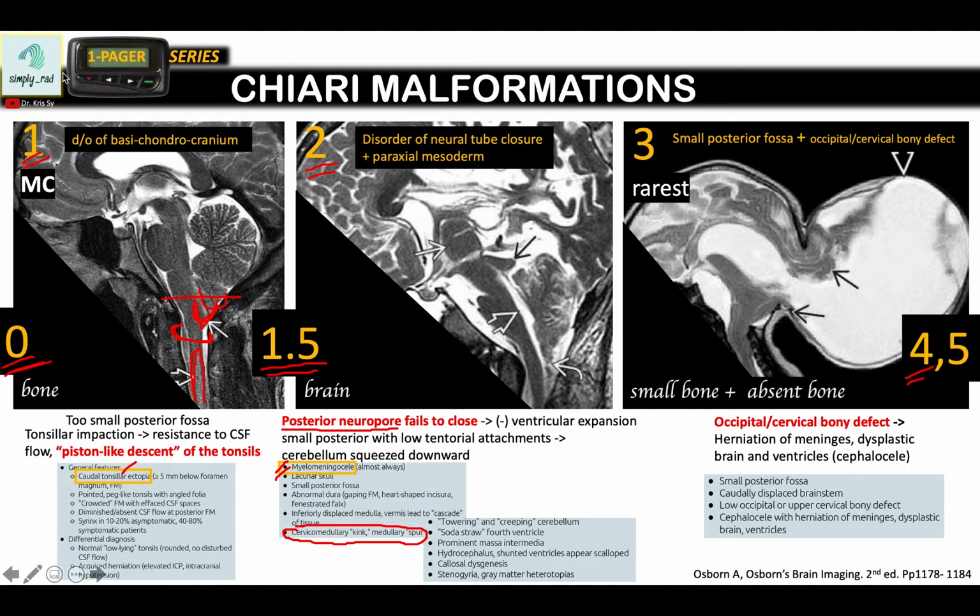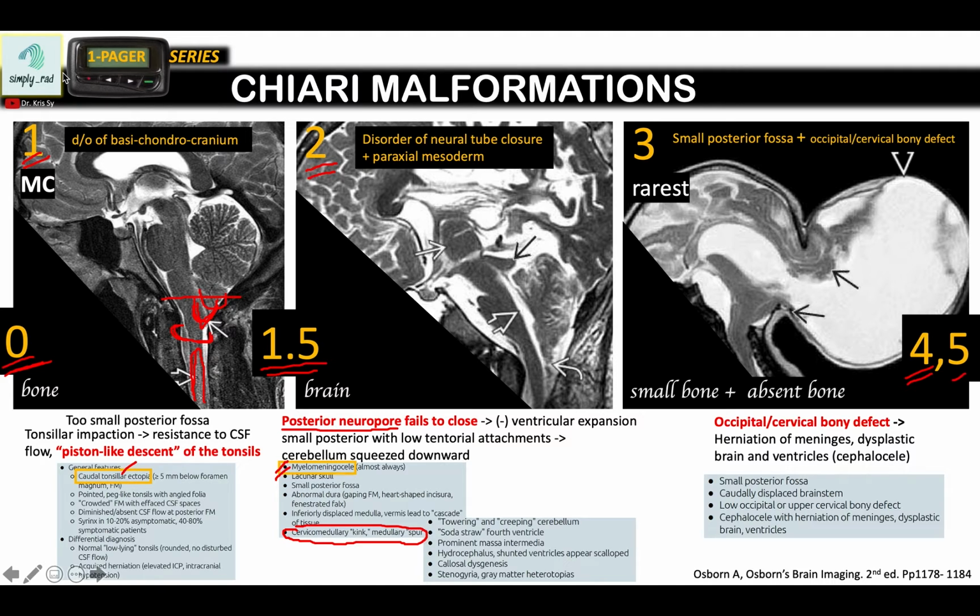Chiari 4 refers to a primary cerebellar agenesis. And according to our reference, Chiari 4 should be abandoned and should instead be described as primary cerebellar agenesis.